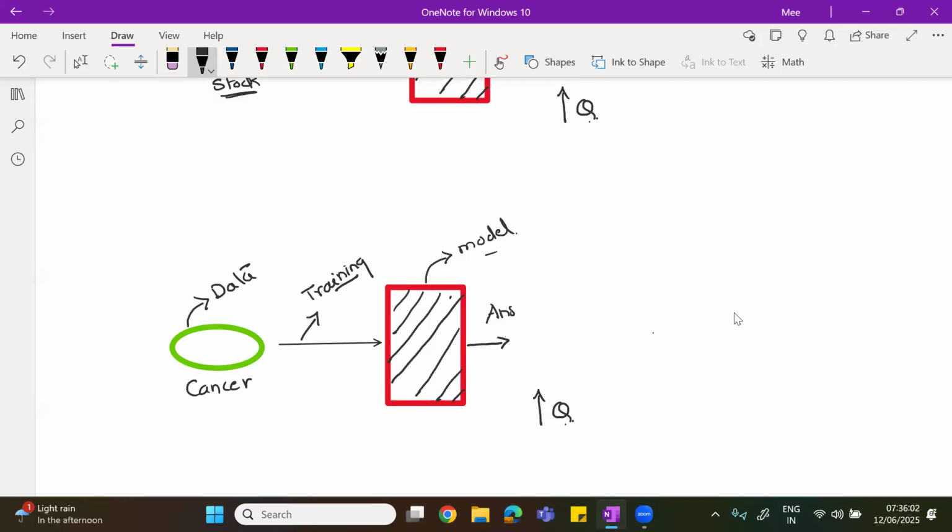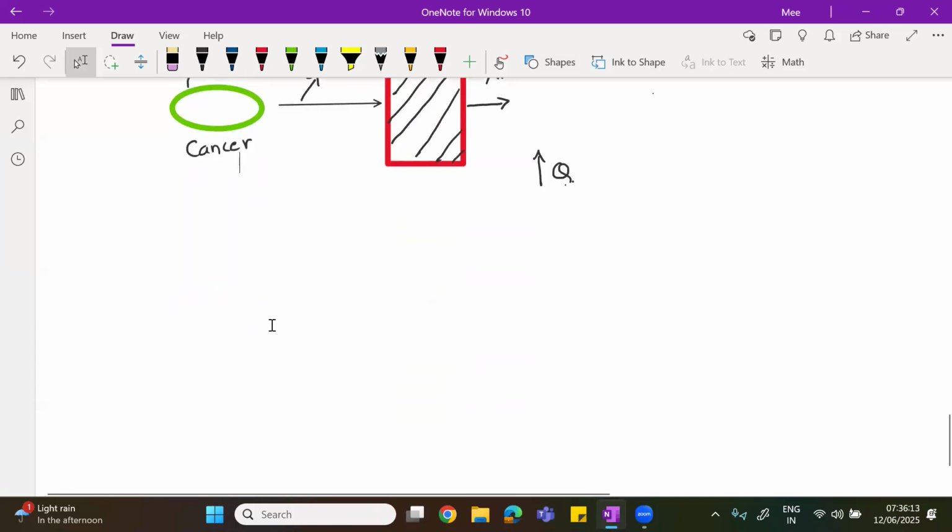Now, till here, it's okay. First thing, a lot of people will be having doubts: what is this model, first of all, and how is it learning? So let's clarify one after the other. This model is normally a program. When it is a program, why are we not calling it a program? Why are we using a new term called model?